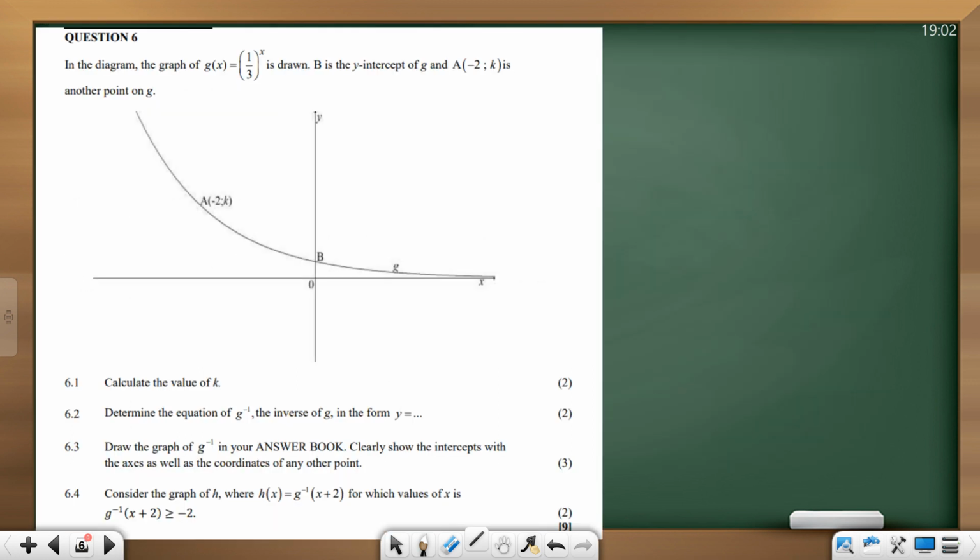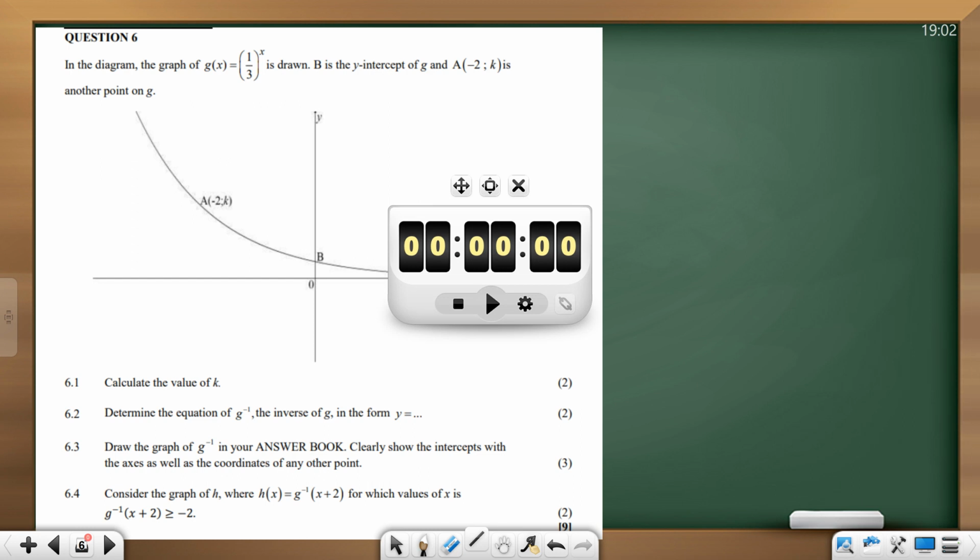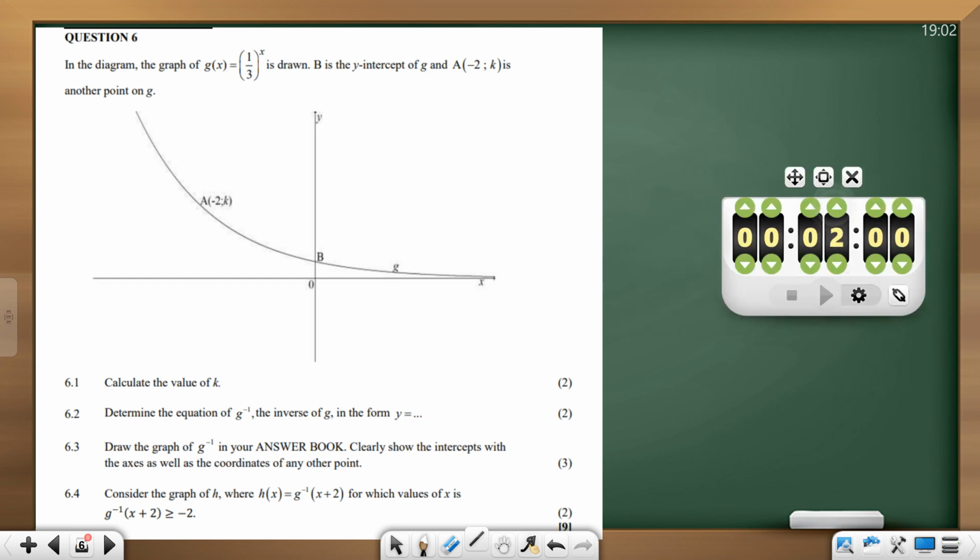Okay, we've not done exponential and log functions. Let's quickly try that. 9 marks. Guys, you have 7 minutes. For the first time, please beat the time. The time, 7 minutes.